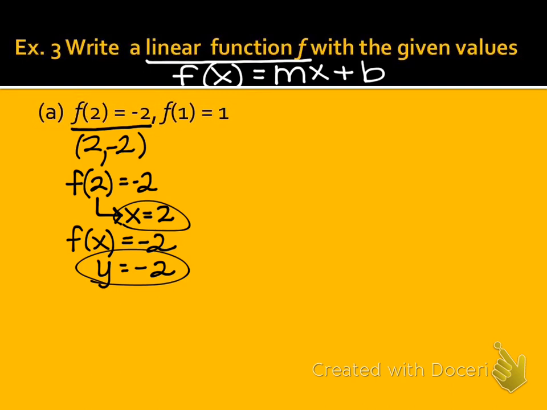You see that? So I should be able to look at that problem and very quickly say, oh, my ordered pair is 2, -2. So what would be the ordered pair for f of 1 equals 1? 1, 1. Because the number in parentheses is my x value. The number to the right of the equal sign is my y value. All right, so very good, Talmadge.